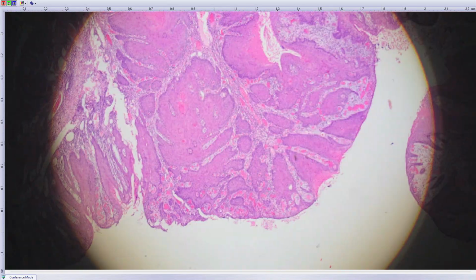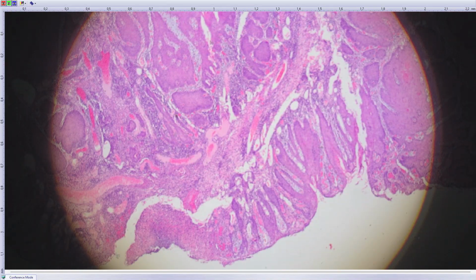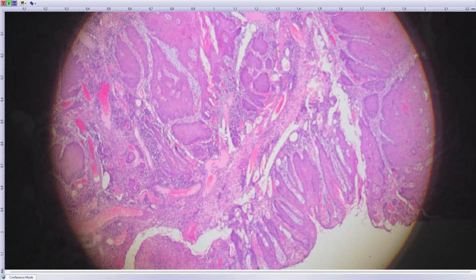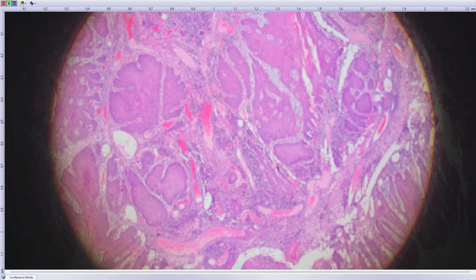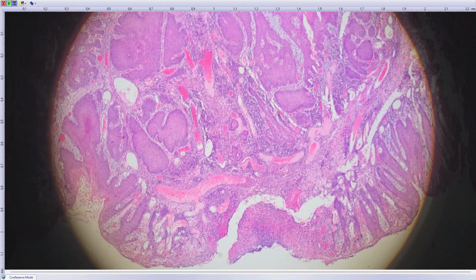This is my next case, a skin biopsy. This case is from Christina, and it's in the lumbar region, and they resected something which was already recurrent. And the question is, is it a squamous cell carcinoma?